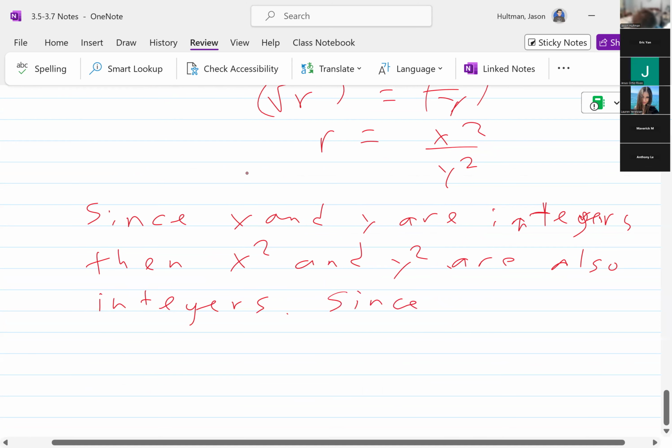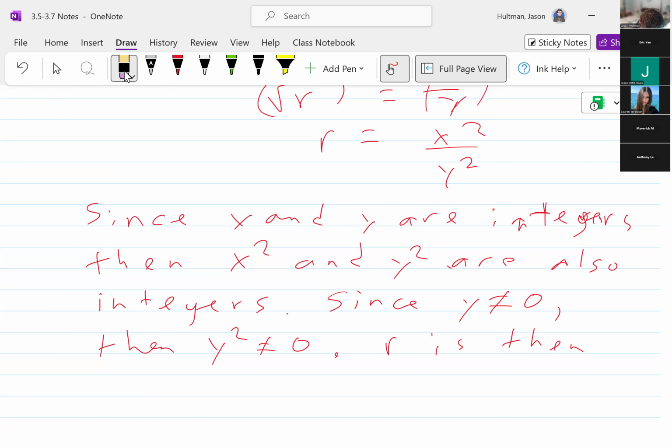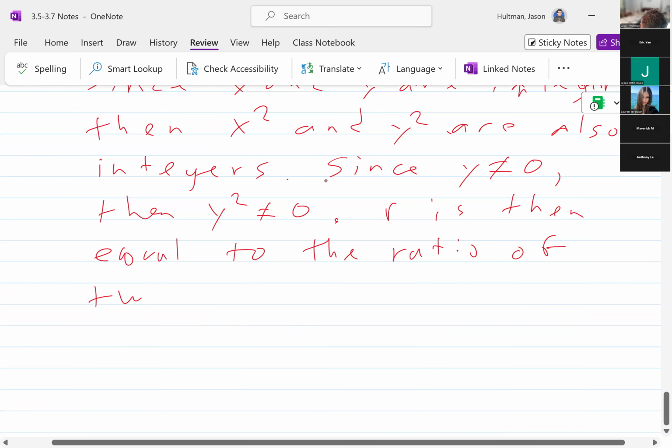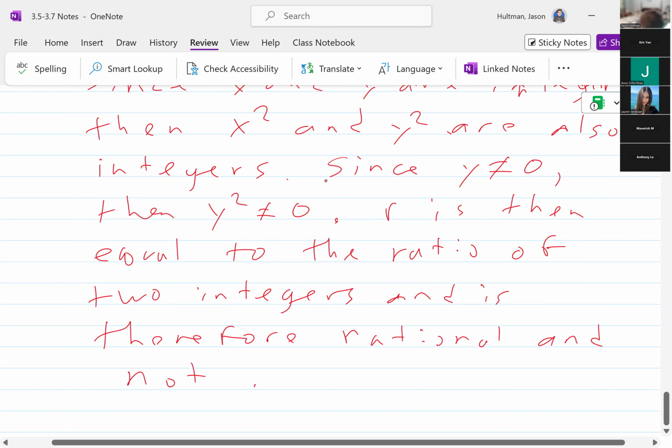Okay. Since y cannot equal 0, then y squared cannot equal 0. Okay. R is then equal to the ratio of two integers, and is therefore rational and not irrational.